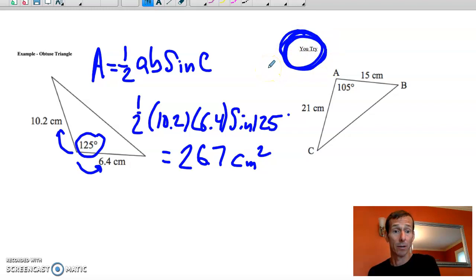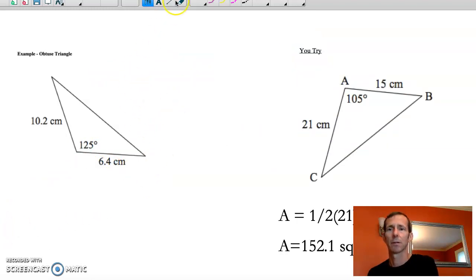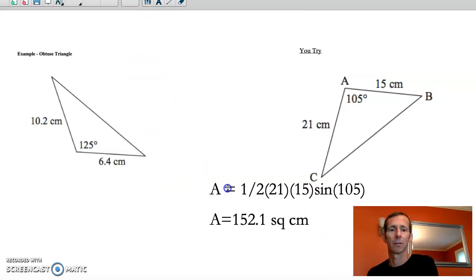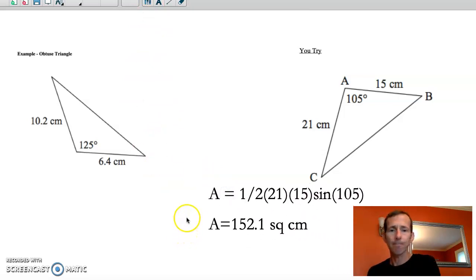And again, here's a you-try. You are going to pause the video, try this on your own, and then turn the video back on to play and check and see if you did it right. So pause video. All right. If you did this, then you should have gotten this as an answer. Again, it doesn't matter what order you put your sides in. The 105 is in between the two, and so we are good to go.